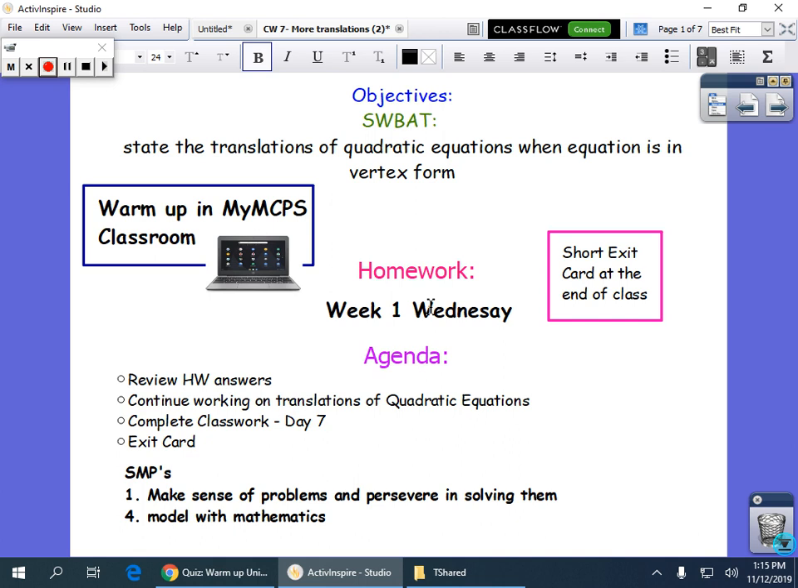Homework tonight is the week 1 Wednesday column. You do have a short exit card at the end of class. You have them and they are going to have your name on them. So I specifically chose ones for you. You can use your Chromebook. Notice I can't spell Wednesday here. But you can use Chromebook for Desmos, or you can use graphing calculator. Please remember to hand in a phone if you're going to use the graphing calculator.